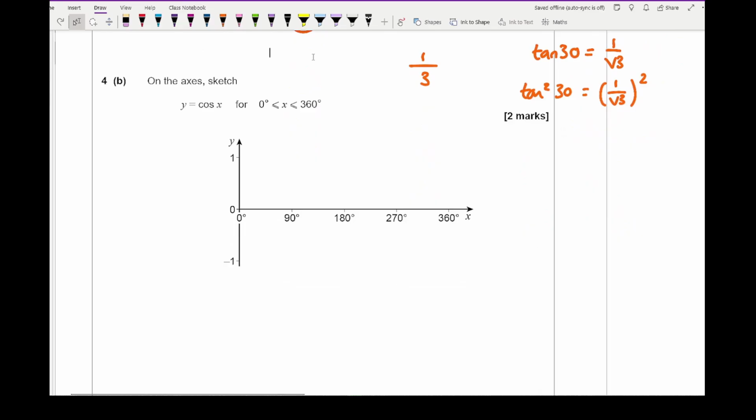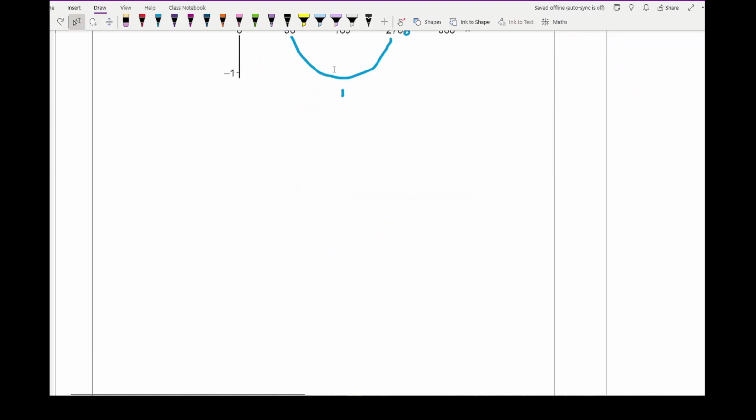Moving on to 4b, it says sketch on the axes y equals cos x. So for here, we need to have a point at 1. What you should have is a much neater curve, and it should be there. So this should be at 0, this should be at 1, this should be at 0, and this should be at 1. And there we go.